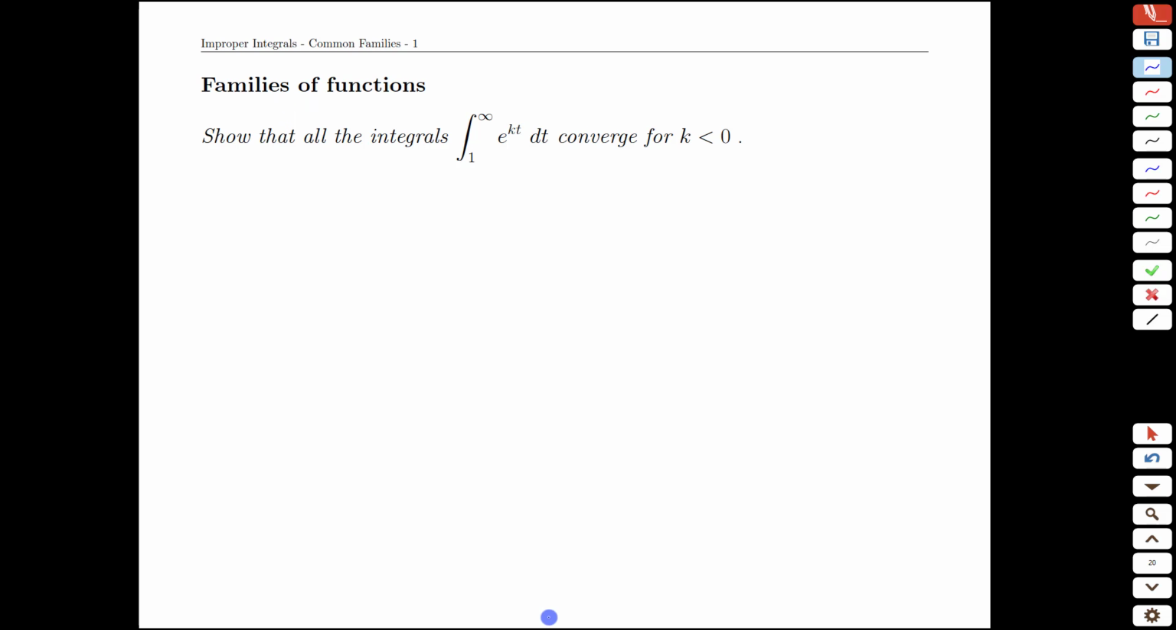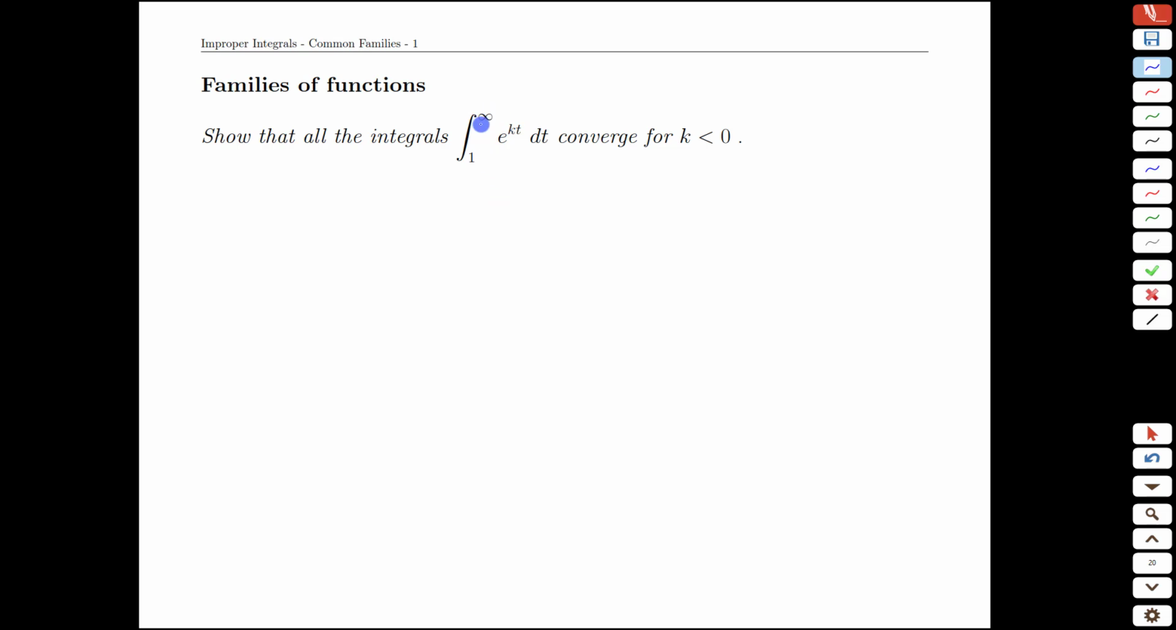In this video, we're going to look at improper integrals, but we're going to look at families of functions and see if there's any common patterns we can derive from that. We're going to start with the integrals of exponential functions, and what we're going to do to make it a family of functions is not specify the coefficient up here in the exponential.